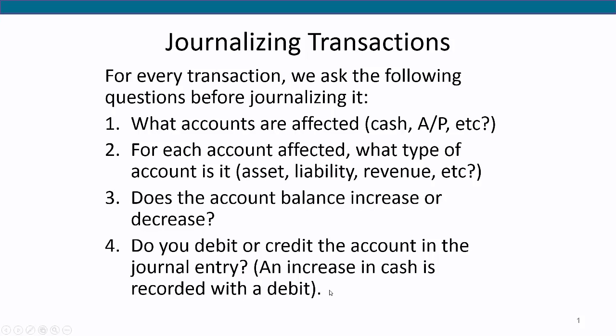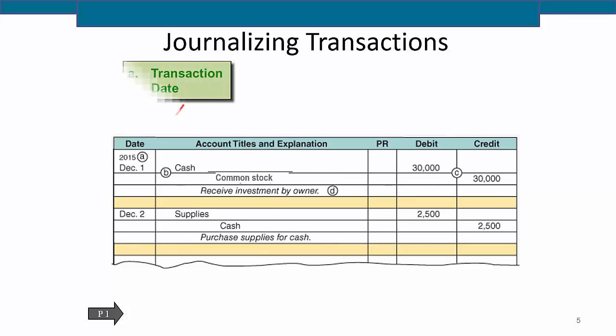Okay, let's move on to actually recording journal entries. Here is an example of the proper recording of a general journal transaction. We have seen a similar transaction before. In this case, the owner of the business invests $30,000 cash in exchange for common stock to start the business. In other words, cash increases and common stock increases.